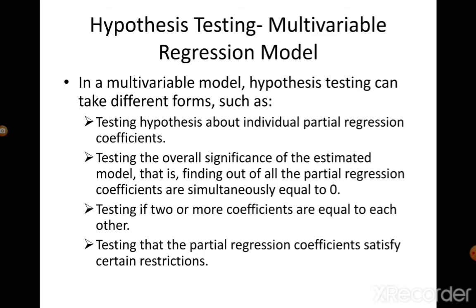Another type of hypothesis testing is to test if 2 or more coefficients are equal to each other. So you have a 3-variable regression model and you want to see if beta 2 is equal to beta 3. And you will test that by using the estimated values beta 2 hat and beta 3 hat. Another type of hypothesis testing that is possible is to test whether the partial regression coefficients satisfy certain restrictions.